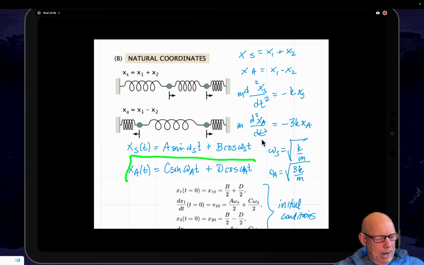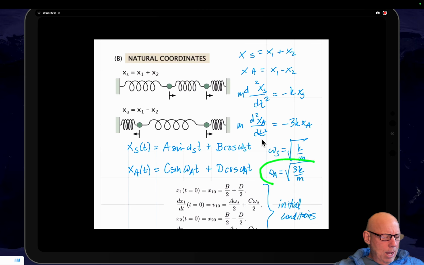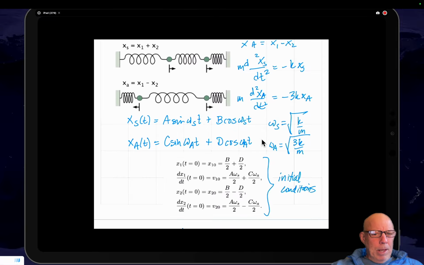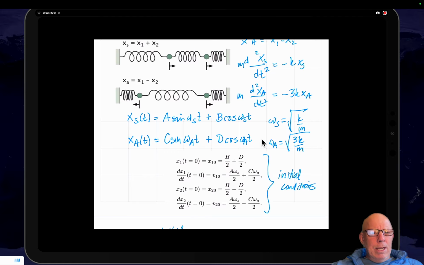For XA, I have a similar solution with constants C and D, which allow me to capture the initial conditions. This guy has a vibrational frequency of square root of 3k/m. That's cool. It tells us that that mode of vibration is faster. And we can use the initial conditions.